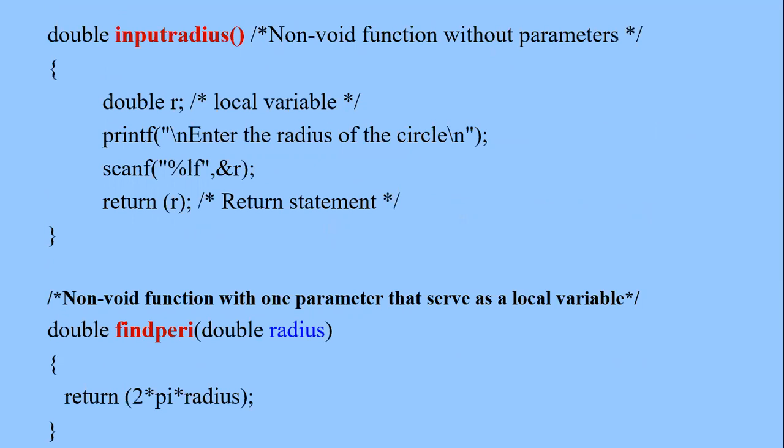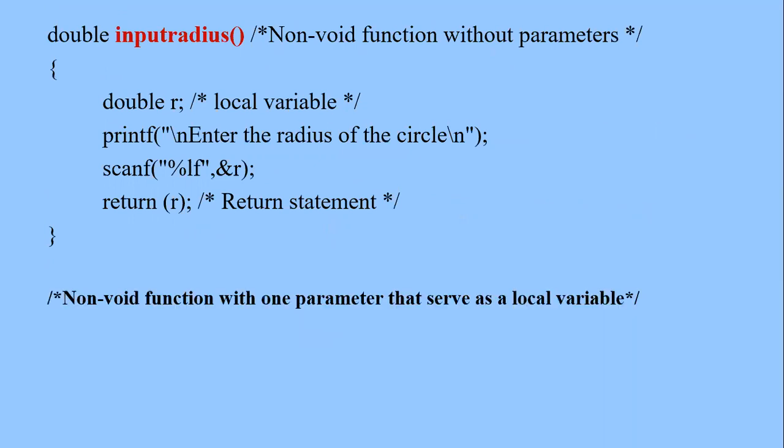So the control will come here, the same way I'm doing. It will come to this function. This is the function. So it will look for this function. The function is called find_Perry. It is receiving one parameter, which is of type double. So it is receiving the contents of the memory location called radius.